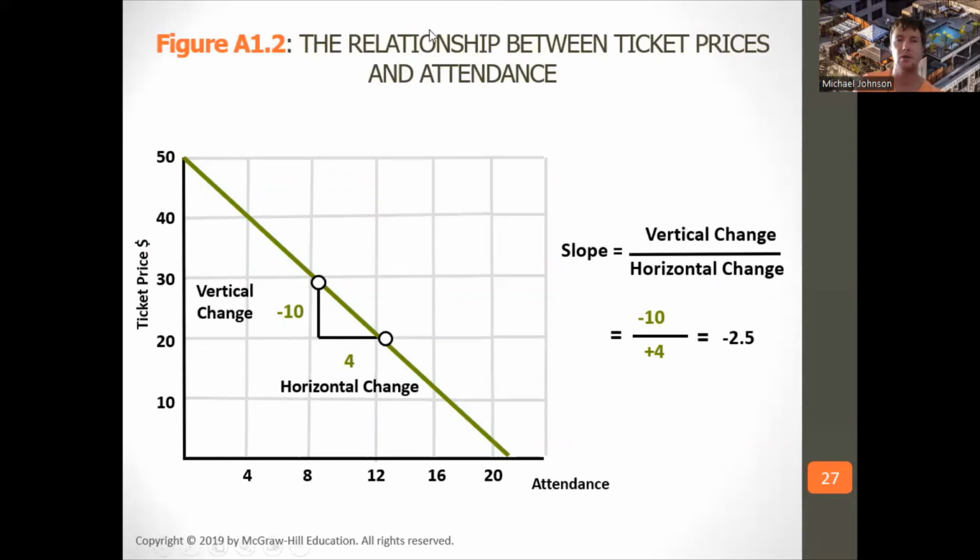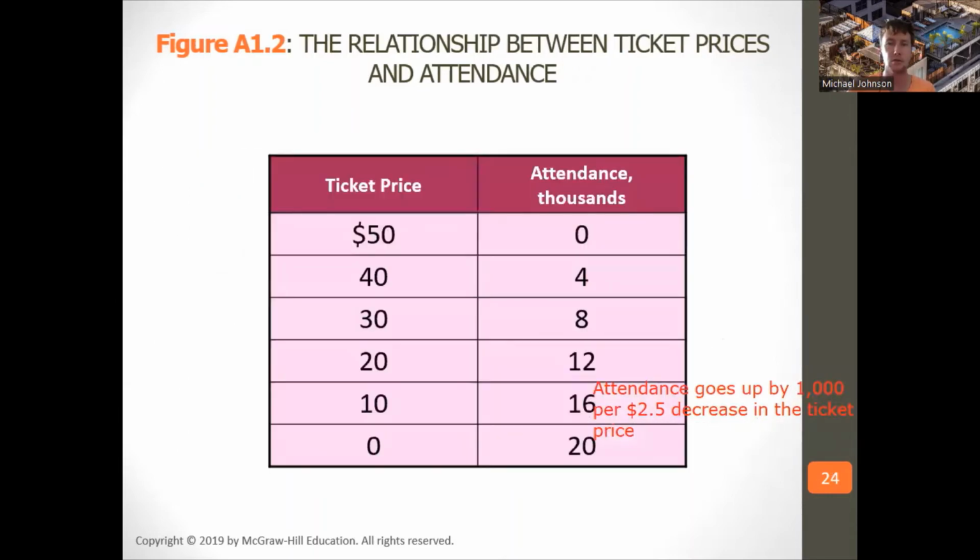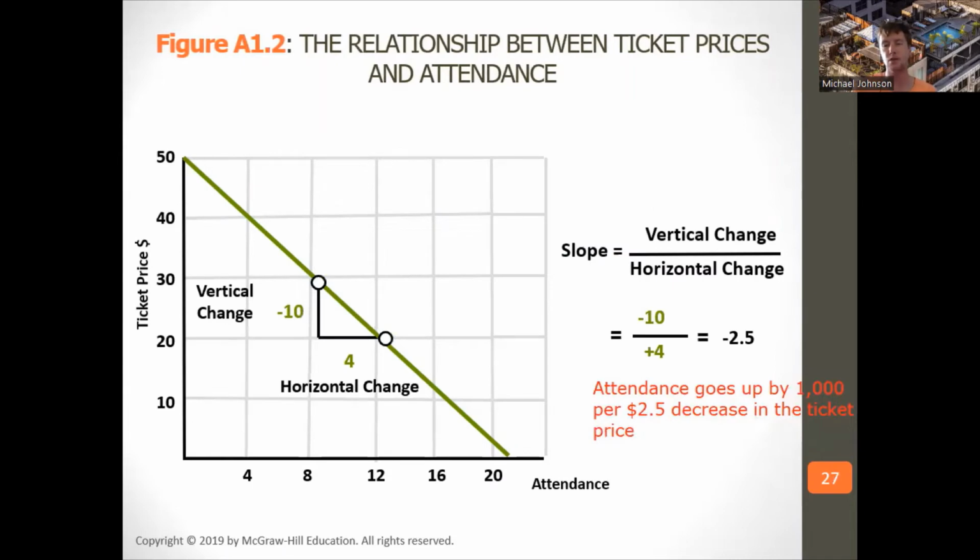So in this case, attendance goes up by 1,000 per $2.50 decrease in ticket price. I'm assuming the attendance is in thousands, yes. So attendance goes up by 1,000 per $2.50 decrease in the ticket price. If the ticket price goes down by $2.50, attendance goes up by that.